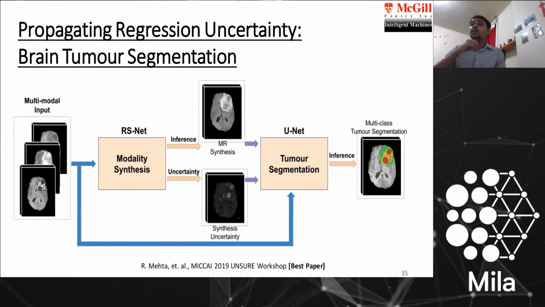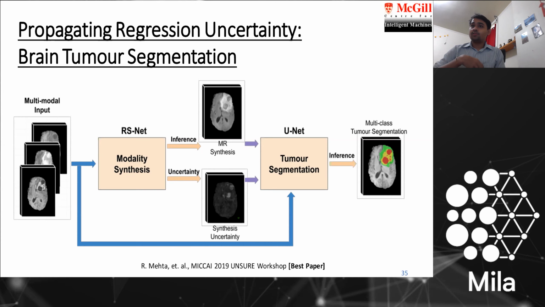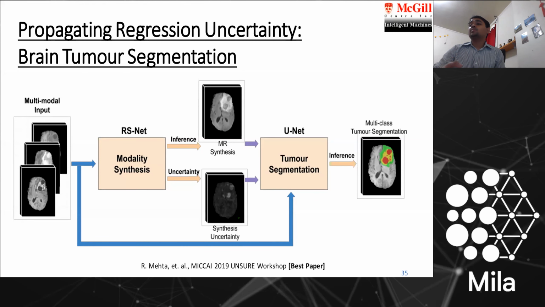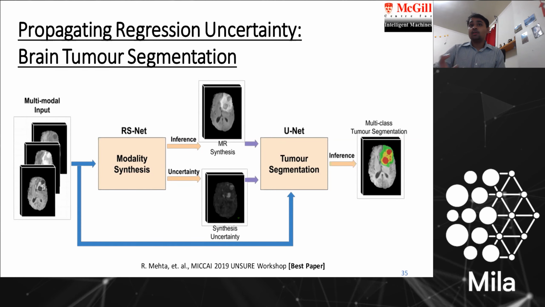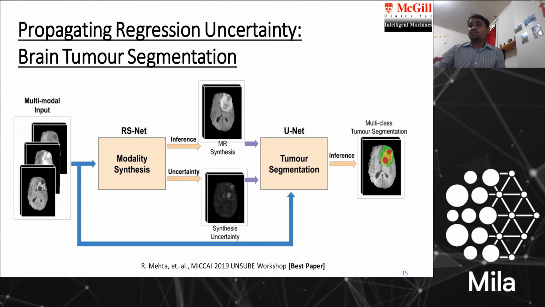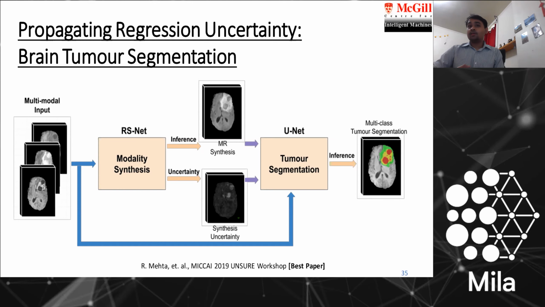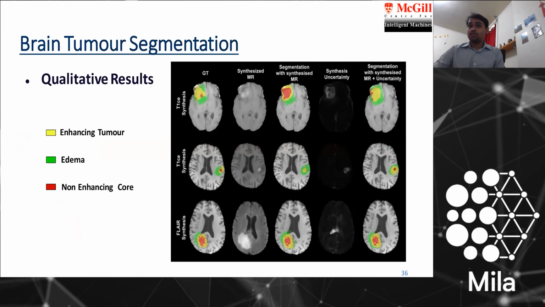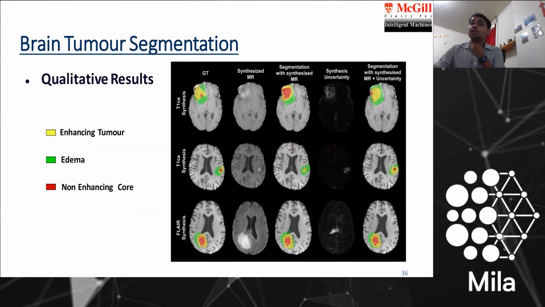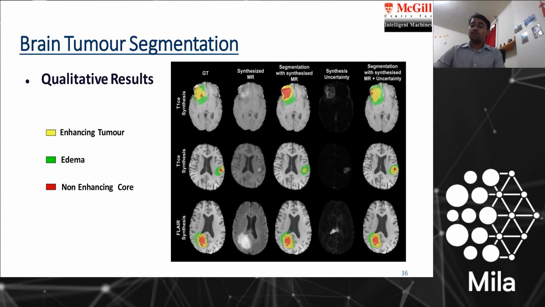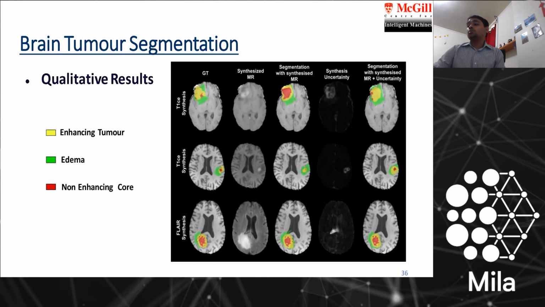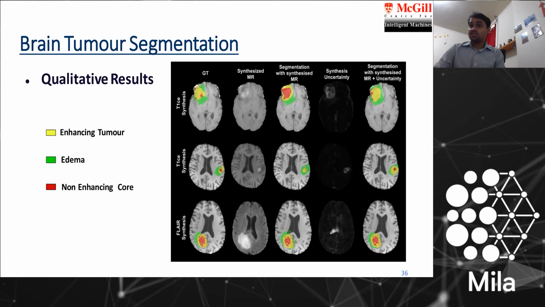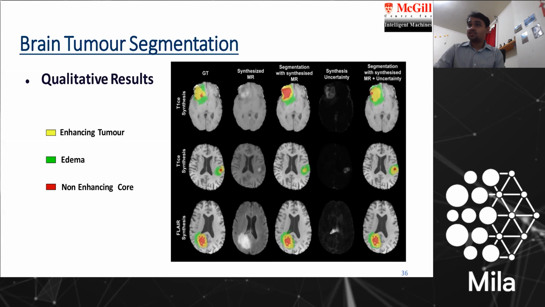So how do we use it for the downstream task? As I said, you just get the inference and the uncertainty associated with the output, and then propagate them to the downstream task. Here the downstream task of interest is multi-class tumor segmentation. For that, we propagate the synthesized MR and its uncertainty, along with the three other available modalities, and try to get the tumor segmentation. We did this for T1C synthesis and FLAIR synthesis, because as we saw previously, those were the toughest modalities to synthesize. The first two rows represent the T1C synthesis results, and the last row represents the FLAIR synthesis.